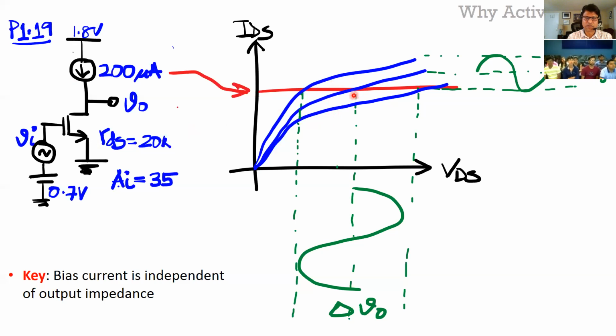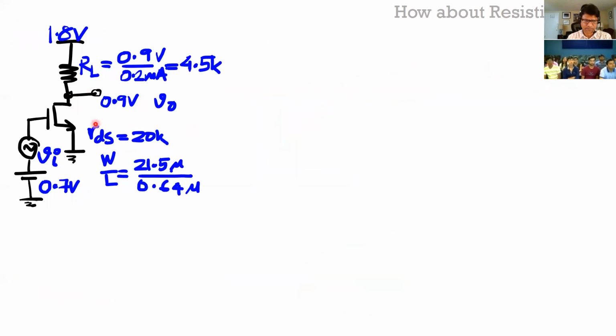So when I said why active load, what I mean by that is why not just put a resistor? We had calculated a certain impedance of a current mirror in the later examples. Why not just put a value of that resistor? The problem with the resistor is this. I take the same example again. I apply the VI 0.7, same W over L, same RDS for this transistor.